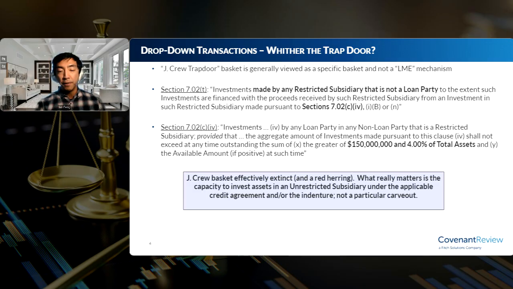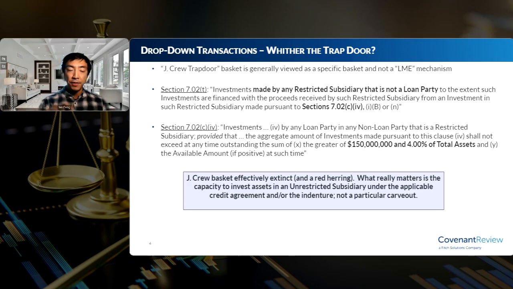And that basket's talking about investments, again, within that dashed line, within the restricted group. And C4 says that loan parties can invest in, again, non-guarantor, non-loan party restricted subsidiaries up to the greater of 150 million and 4% of total assets. So if you combine these two baskets, what happens? Well, if you can follow the line of reasoning, you start at 702C4, you move $150 million of assets into a non-loan party restricted subsidiary, and then 702T says that non-loan party restricted subsidiary can invest in anyone else because it was financed by that original 150.